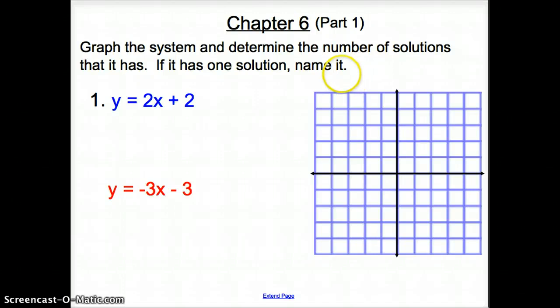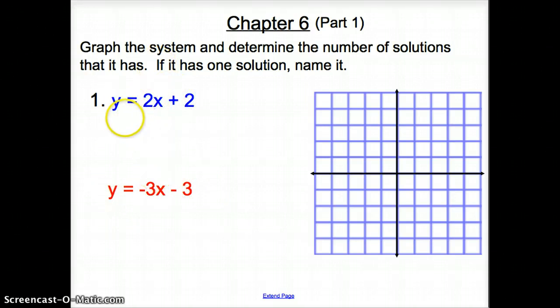Welcome back to Chapter 6, Part 1, where we start learning how to solve systems of equations. And we are first going to solve a system of equations, where a system is where you have two equations, by graphing. So we are going to graph both of these equations.